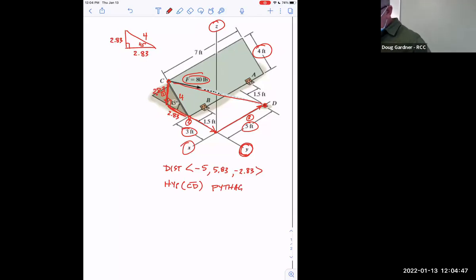and I'm just typing this in my calculator. Again, interrupt me if there's something bugging you. 5 squared plus 5.83 squared plus 2.83 squared. And I know I've rounded those off, so this is going to be off a hair. That's the kind of problem that I might look in the back and I'm off a little bit because I'm rounding. I got about 8.19.